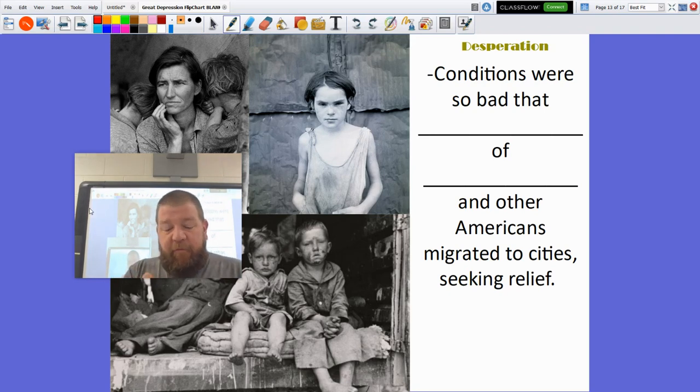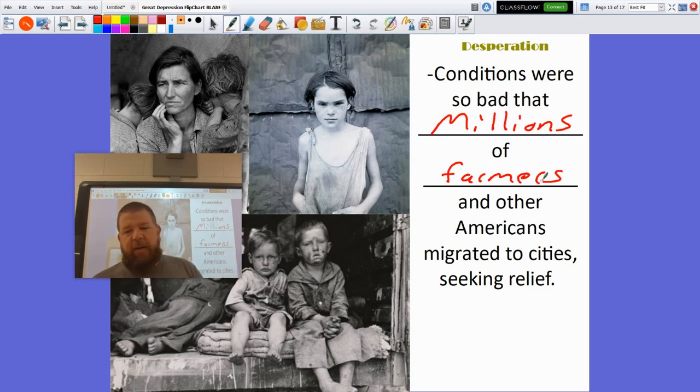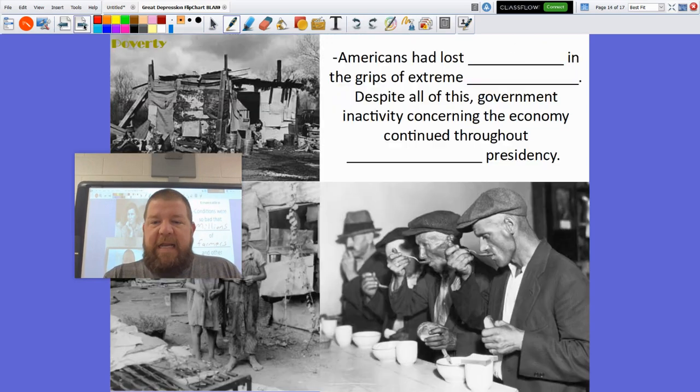And this doesn't happen for a month or 2 months or 6 months. This happens for a decade. People grew up in this. I mean, this was their childhood. Conditions that were so awful that millions of these farmers and other people, other Americans, just had to abandon where they lived. They just had to leave their houses. Like nobody's buying them. They're just abandoning them. They're loading up in their car. They're choosing homelessness for the opportunity to eat.